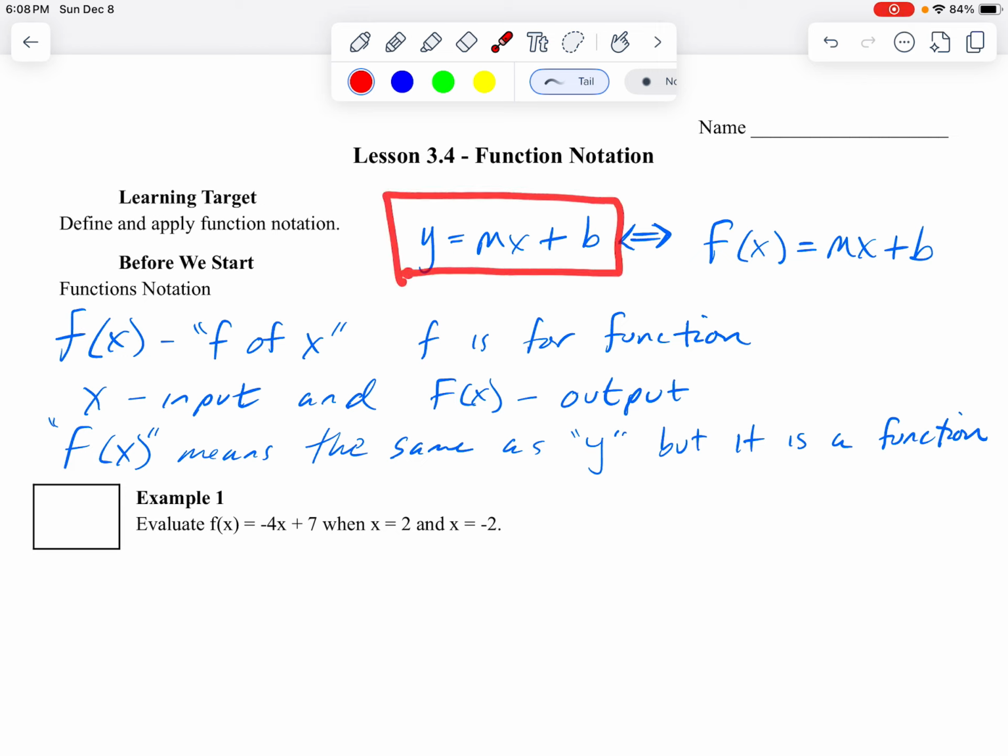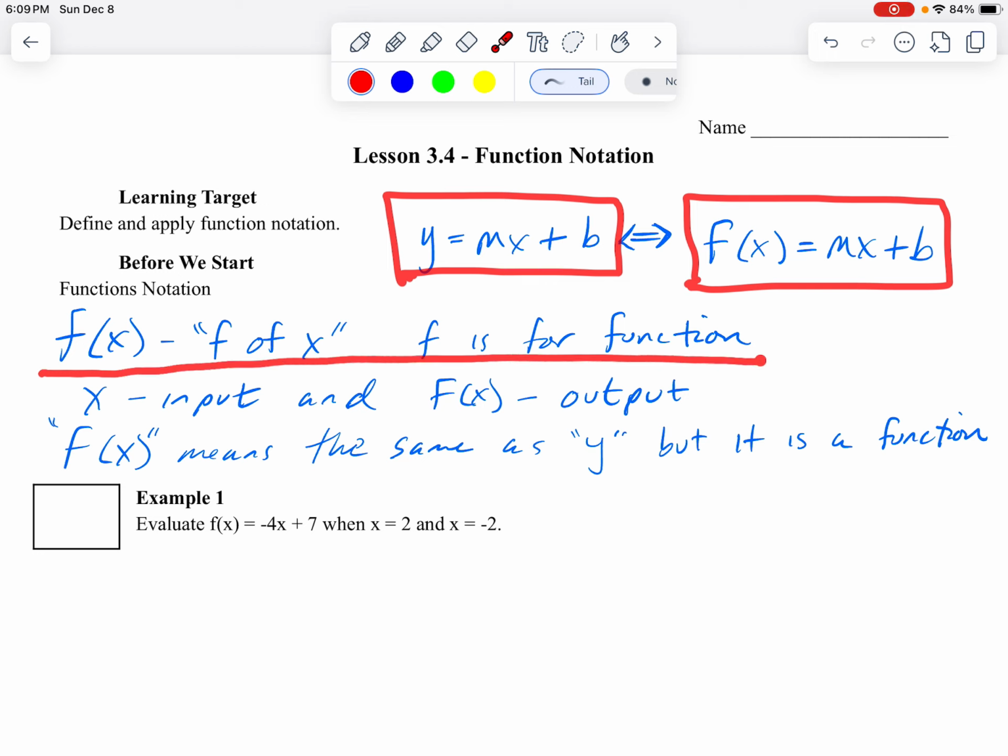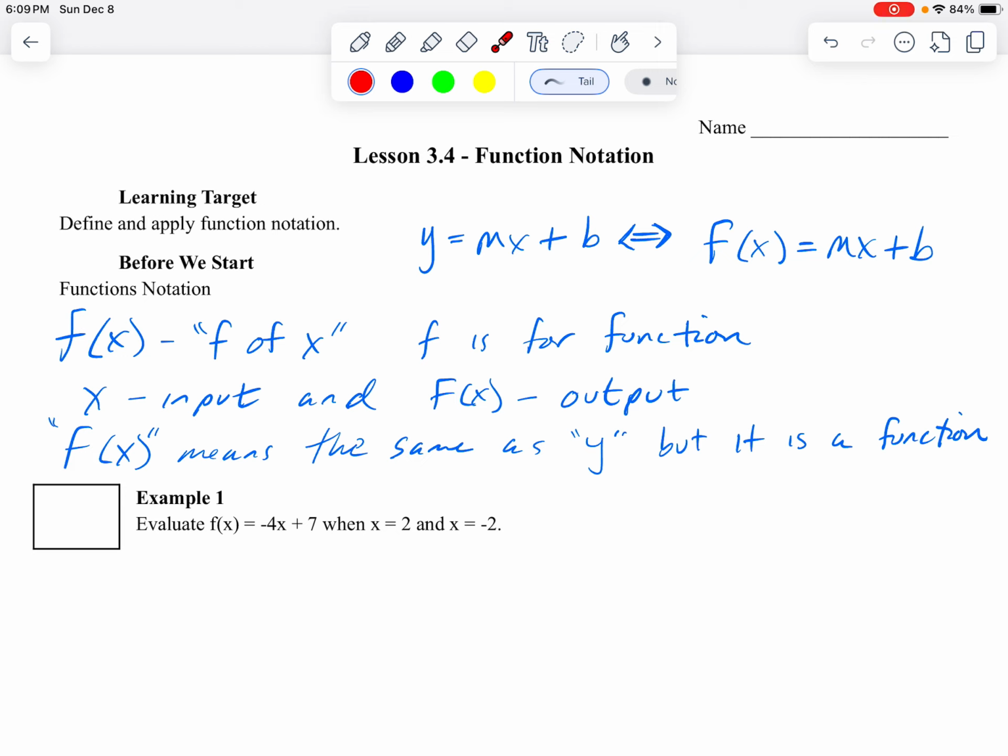We've talked a little bit about how the equation of a line can be written in this form, y equals mx plus b. When we start using function notation, the only thing that's really different is instead of y, we're using this f of x. When we write the f and then in parentheses x, we say f of x, and that f stands for function. So these two things mean exactly the same thing.